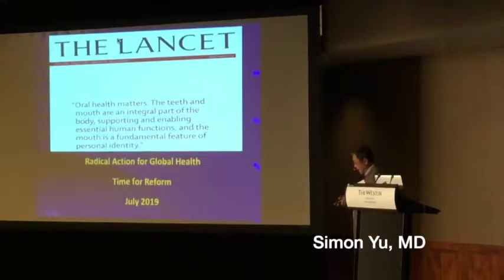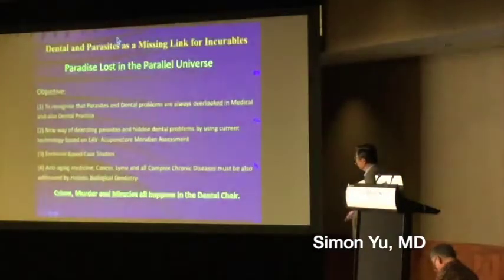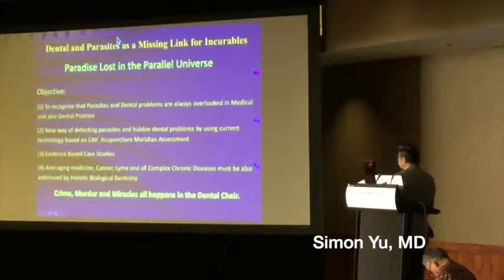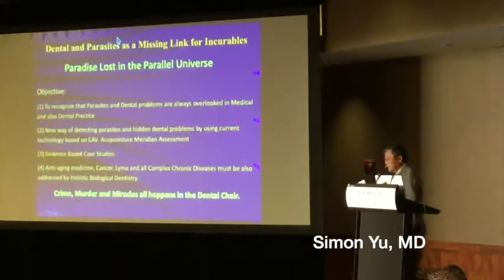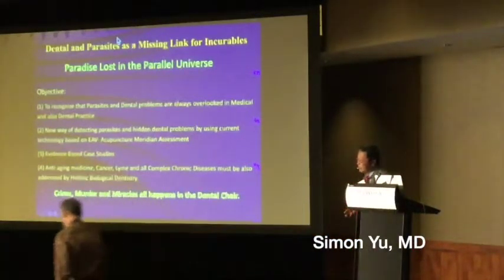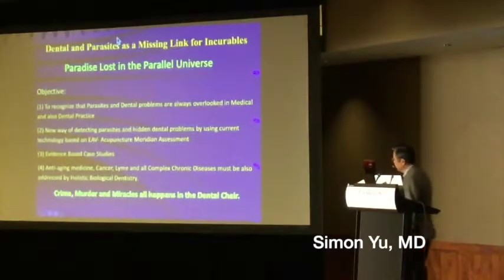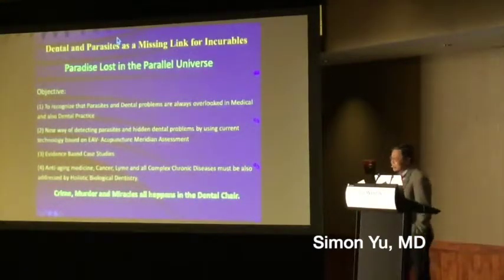So we're going to go into more depth, but my main topic will be on parasites and their connection with the dental. The objective for the lecture is to recognize that parasites and dental problems are always overlooked in medical and also dental practice. There's a new way of detecting parasites and hidden dental problems using current technology based on EAB, electro-acupuncture according to Dr. Voll. I simplified the version and I call it AMA, or Acupuncture Meridian Assessment. I'll give you some case studies. Anti-aging medicine, cancer, Lyme, and all complex chronic disease must also be addressed by holistic biological dentists.